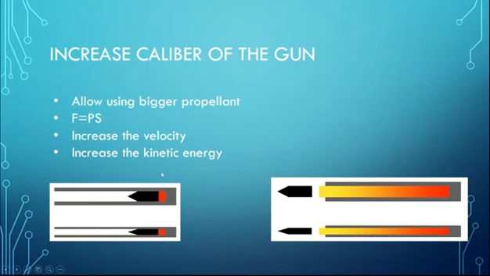And from the kinetic energy formula, which is equal to half of mv squared, the shell with bigger velocity will also have bigger kinetic energy. Therefore, when we increase the caliber of the gun, we can increase the armor penetration.